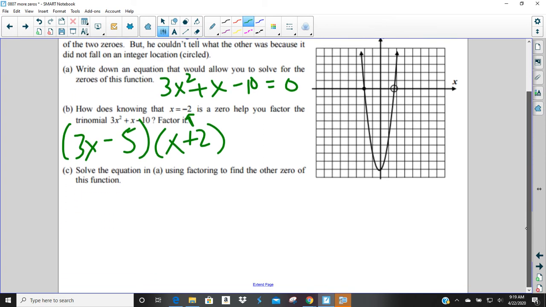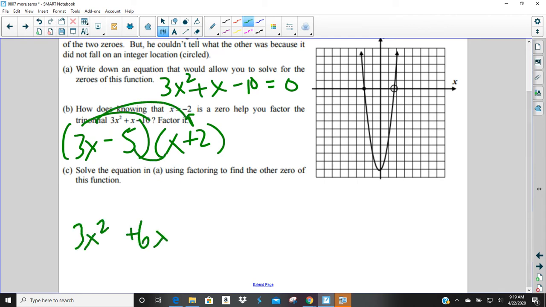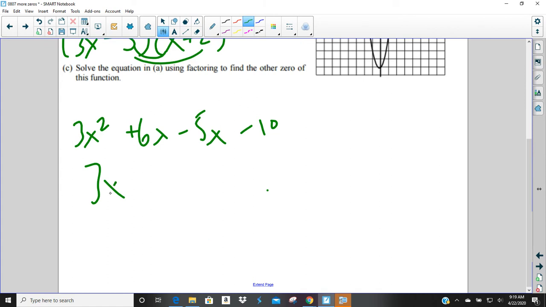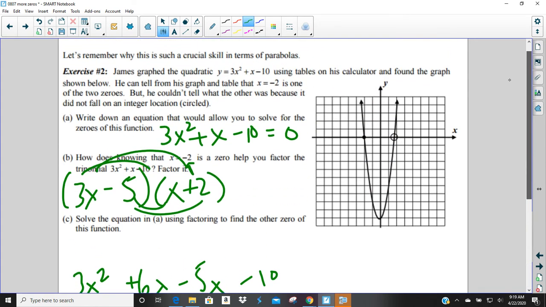I'm going to confirm it right now. So I'm going to FOIL it right down here. First, 3x squared. Outer, plus 6x. Inner, minus 5x. Last, negative 10. And I'm left with 3x squared plus x minus 10, which was our original problem.